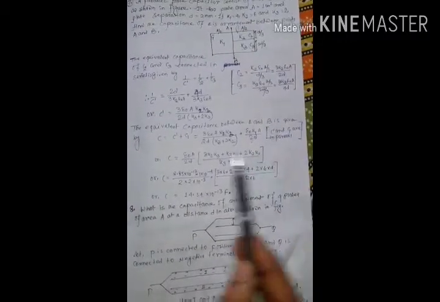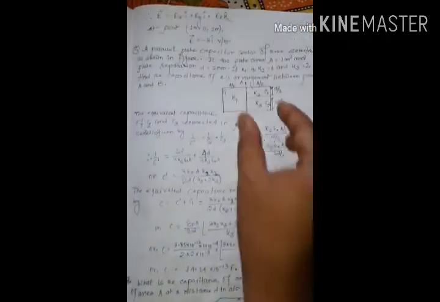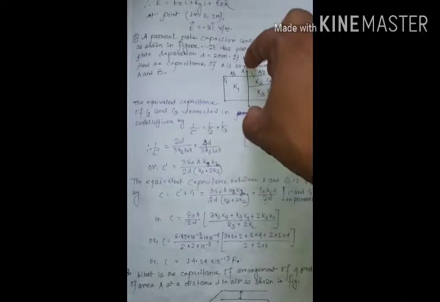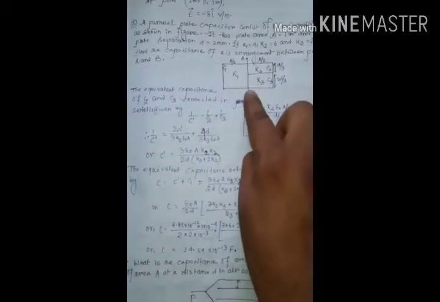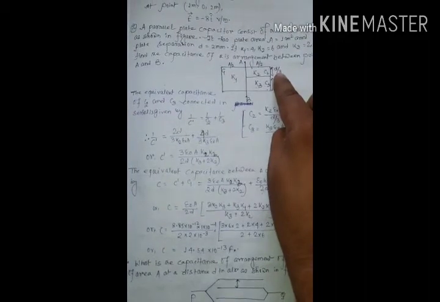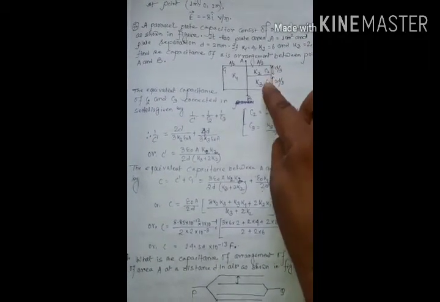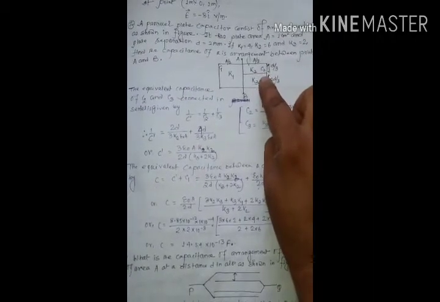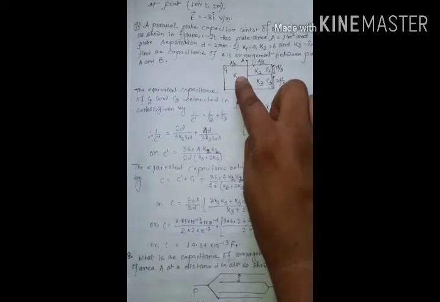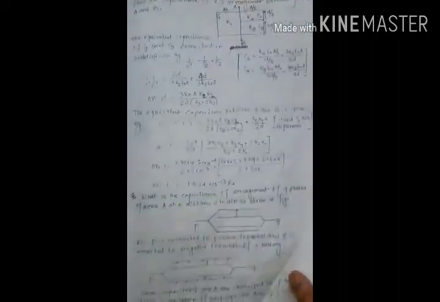Now student, one thing you have to remember for this type of problem: if this arrangement is rotated like that, meaning the point A moves to here and the point B moves to there, then for that type of movement C2 and C3 are connected in parallel, and that parallel combination is connected in series with C1. You remember it. This is a very important concept. Now next problem.